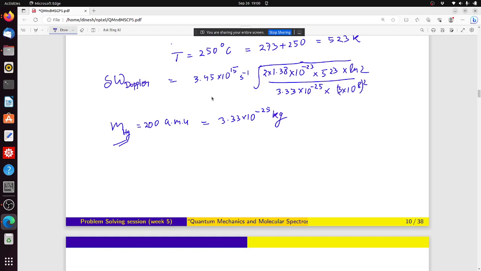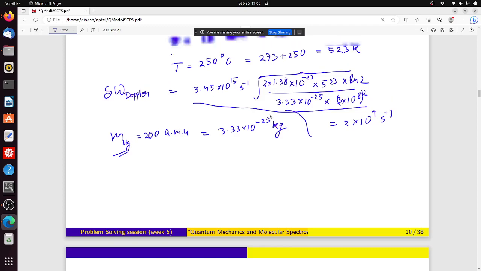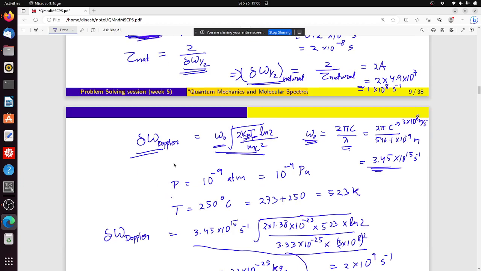If you calculate this, you will get this value to be 2 times 10 to the power 9 second. This formula is already given in week number 5. I am just applying that formula.